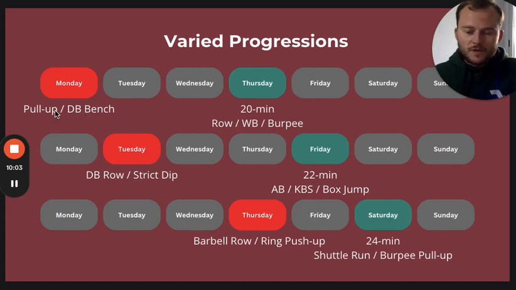And for the first week, you're doing a strict pull-up progression or a strict pull-up, then you go dumbbell bench. Then you have dumbbell rows into strict dips. And then you have barbell rows into ring push-ups. And what I would recommend, if you are going to follow something similar to this, is pair up a gymnastics movement with just a regular weight training movement.